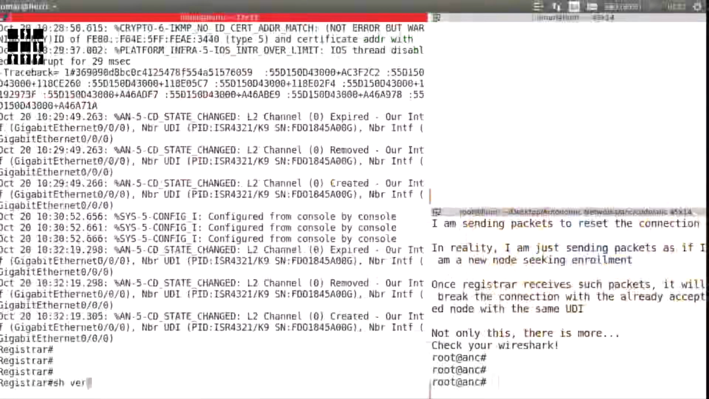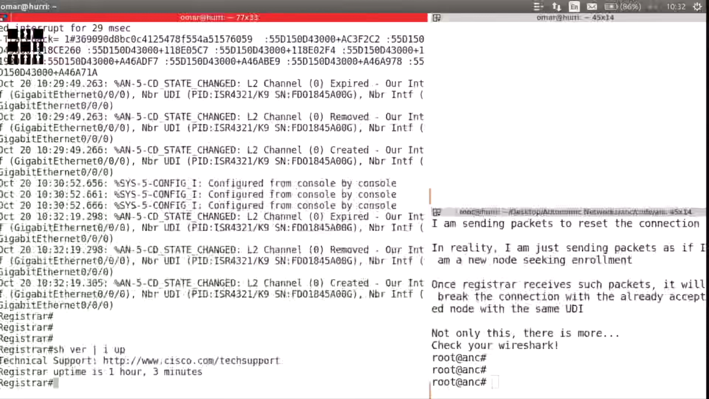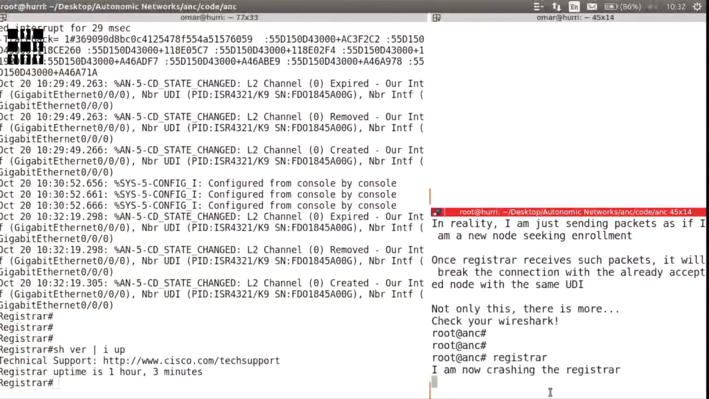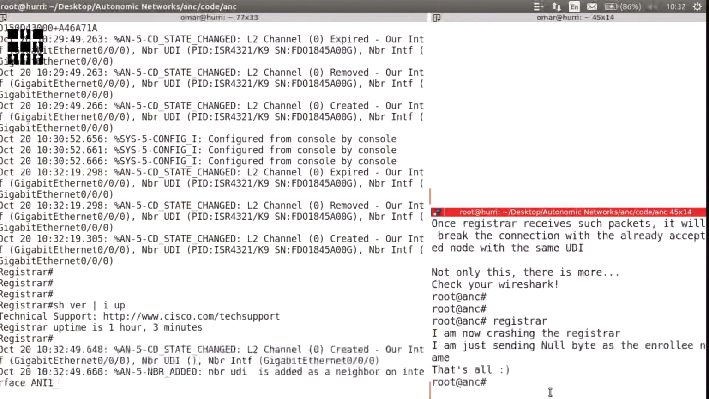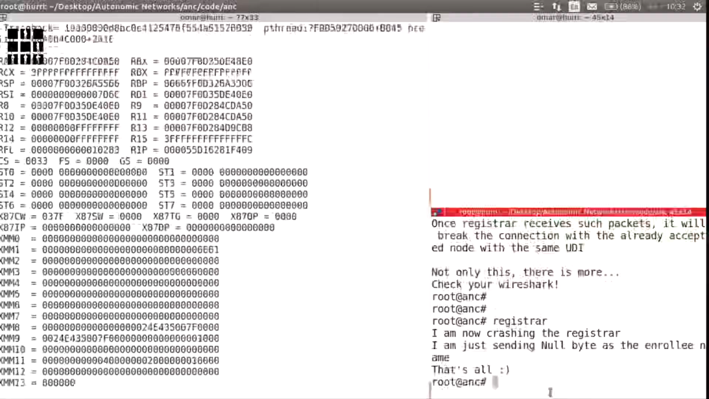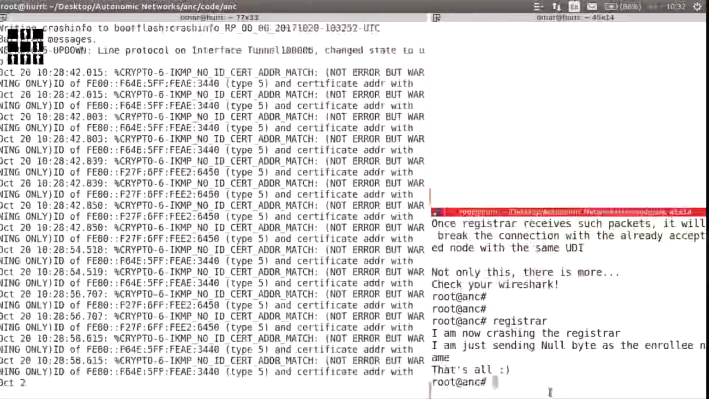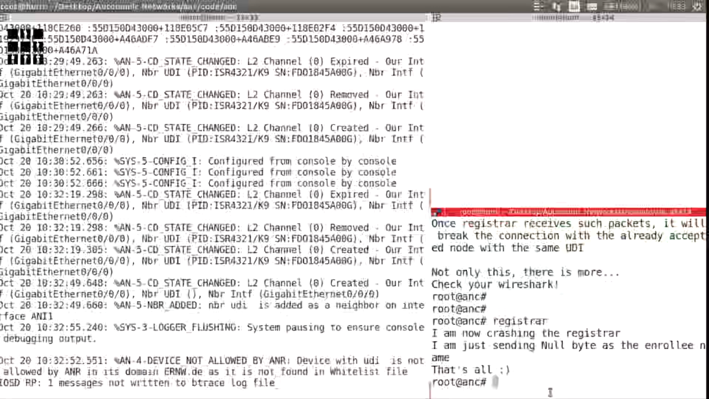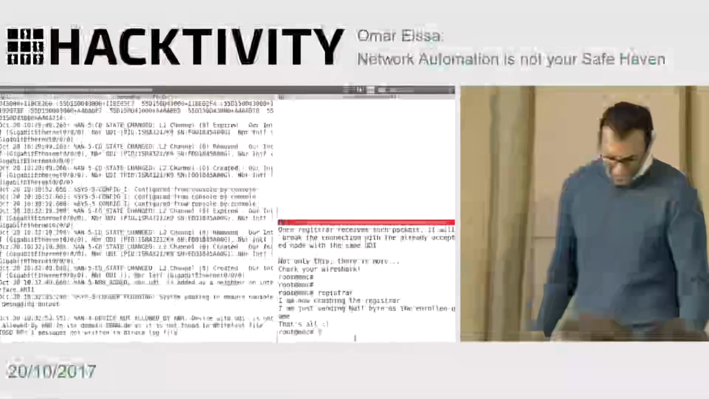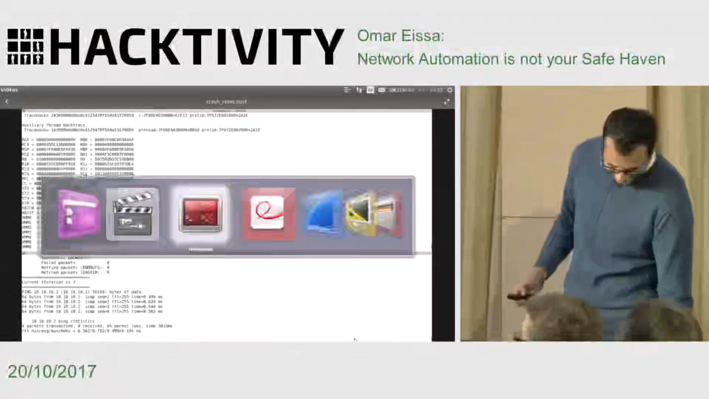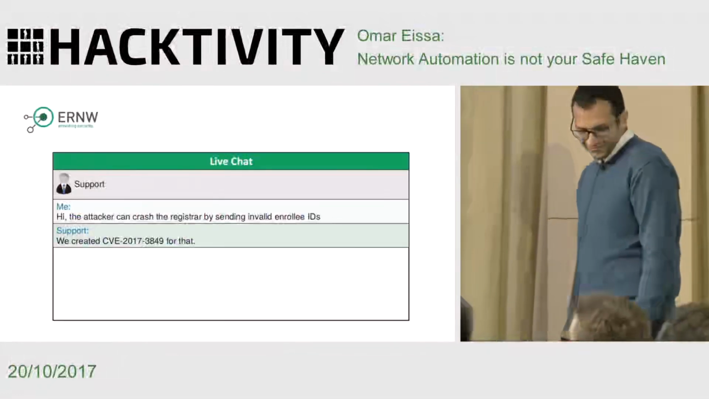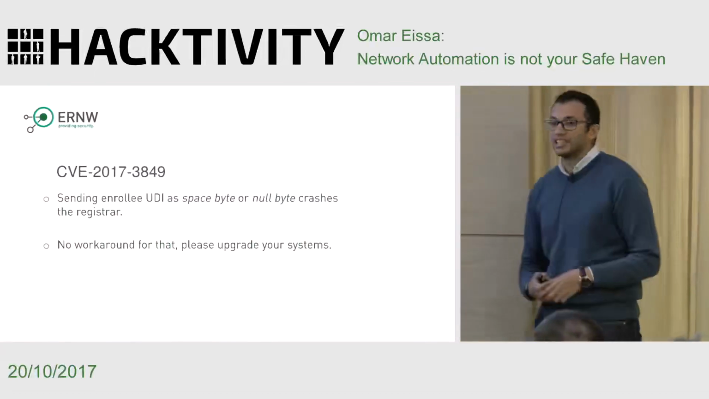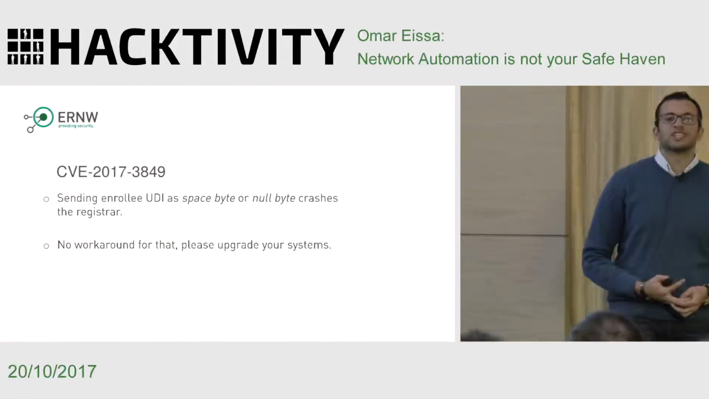Here's the register. It has been up for how long? Let me see. It has been up for 1 hour. Come on, at least this is the strongest thing in my network, right? And no, I cannot crash the register simply like, okay. So, this is not good. Support. Sending space or null as the enrollee name will crash the register.